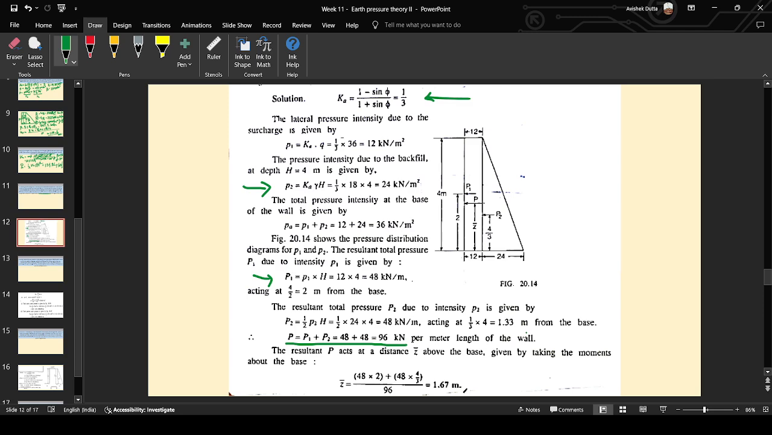And then the point of application is Z bar equals (P1 Z1 plus P2 Z2) divided by (P1 plus P2). P1 is 48, Z1 is 2 meter, P2 is also 48, and Z2 is 4 by 3. So this gives us a value of 1.67 for Z bar, the point above the base at which the total thrust per meter length of the wall is acting.